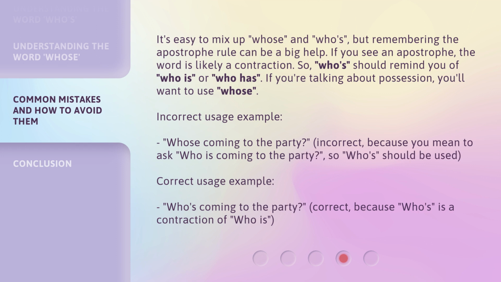Incorrect usage example: whose coming to the party? Incorrect, because you mean to ask, who is coming to the party? So, who's should be used. Correct usage example: who's coming to the party? Correct, because who's is a contraction of who is.